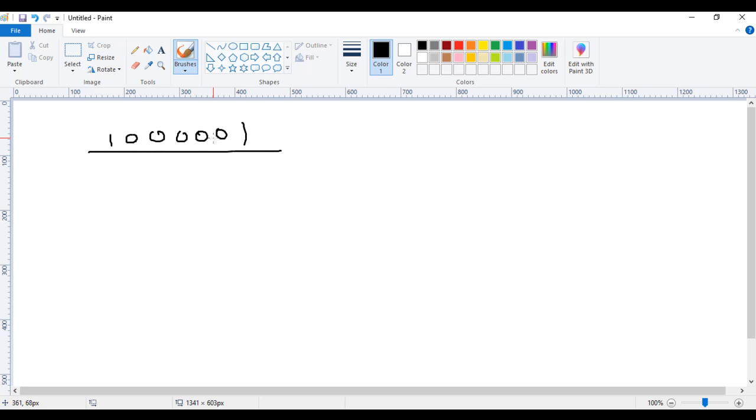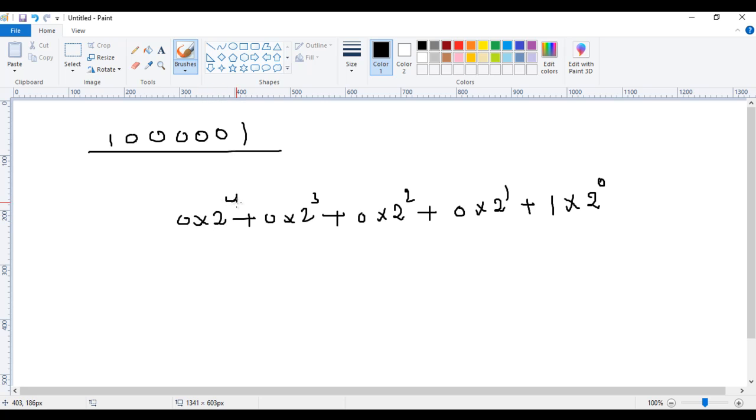To convert a binary number to decimal equivalent number, we start with the rightmost digit 1, multiply it by 2 raised to the power of 0. We start with 2 to the power 0, guys. Plus, take the next number 0 multiplied by 2 to the power 1, plus 0 multiplied by 2 to the power 2, plus 0 multiplied by 2 to the power 3, plus 0 multiplied by 2 to the power 4, plus 0 multiplied by 2 to the power 5, plus 1 multiplied by 2 to the power 6.